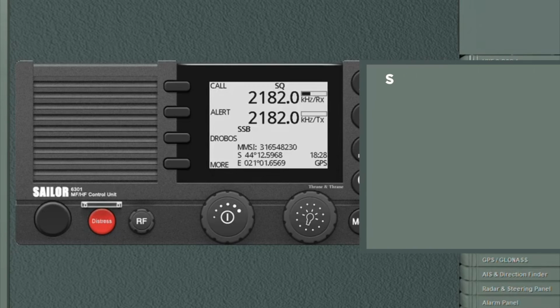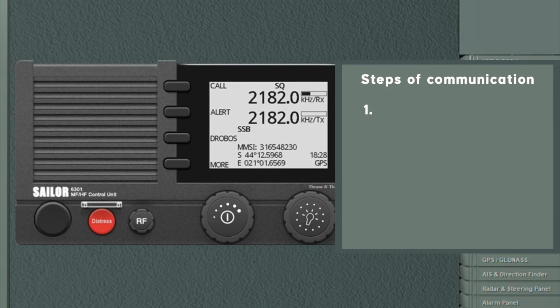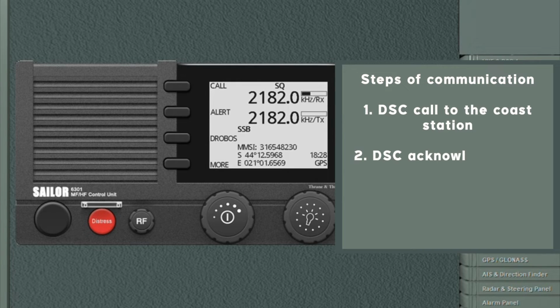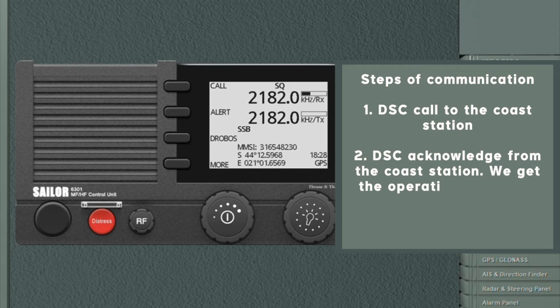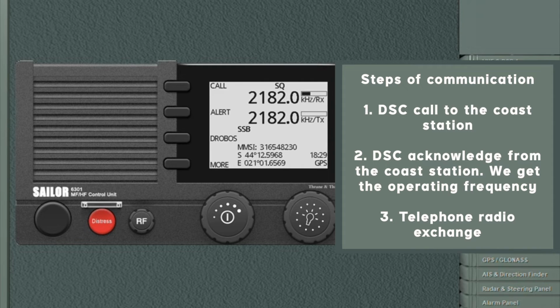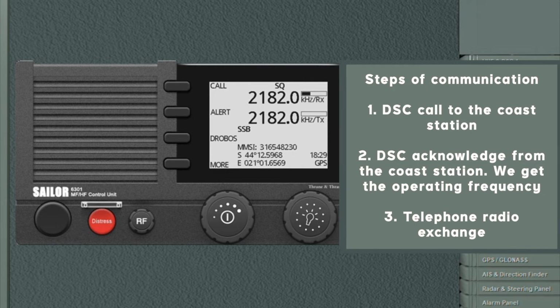Moving on to the communication with the shore. Firstly, we have to make a DSC request call to show our intentions to communicate with the coast station. Secondly, the coast station responds to us by DSC communication and sets the frequency on which the further communication will be held. The third step is to switch to the working frequency and communicate with the coast station. Now let's see how it's done.